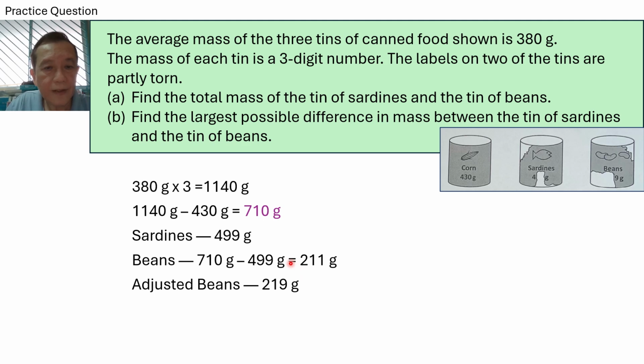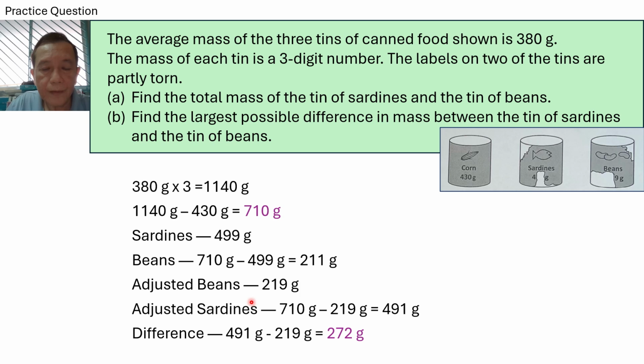The mass of sardines will be affected by the change. So 710 grams minus 219 grams. We get the adjusted mass for sardines, 491 grams. The difference between these two, 272 grams.